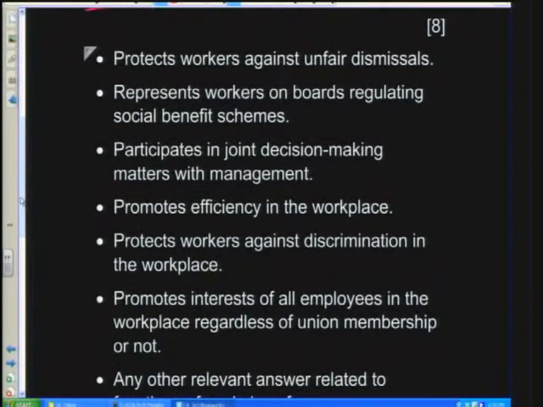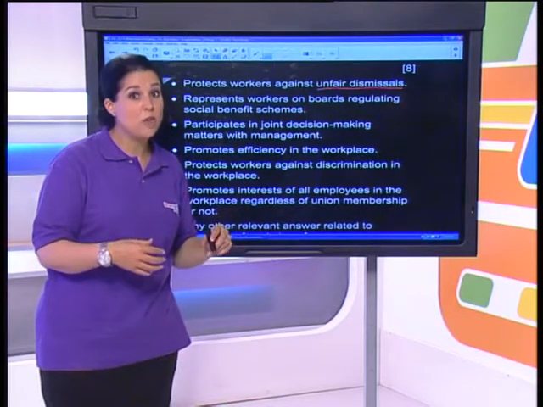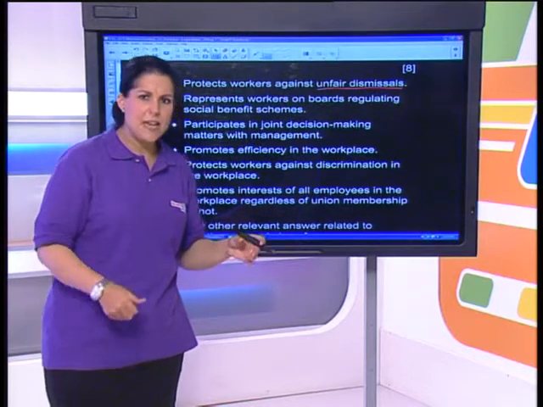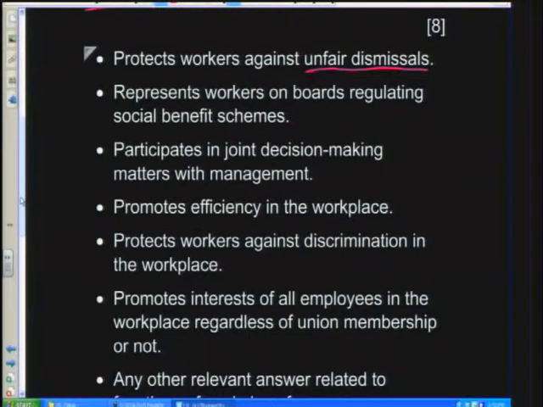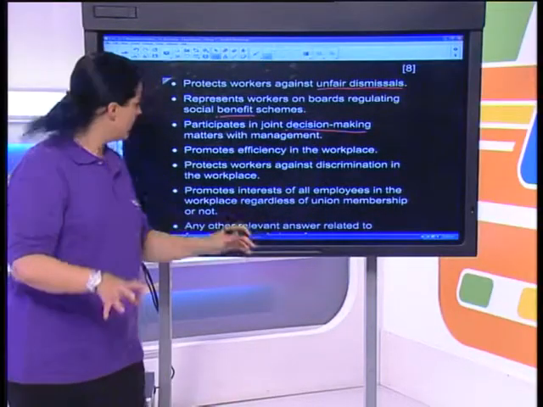It protects the workers against unfair dismissals. Because now these employers are going to know, wow, we can't just let someone go without going through the correct procedure, because the workplace forum is going to be there. They're going to be very cross. They're going to stand up for the rights of that employee. It says represent workers on boards regulating social benefit schemes. Participates in joint decision making because they can be involved. They're negotiating. It's like democratic. You've all got a say.